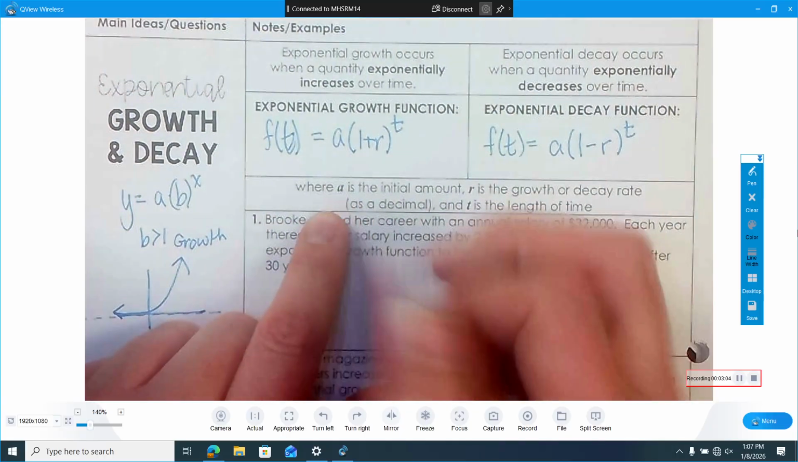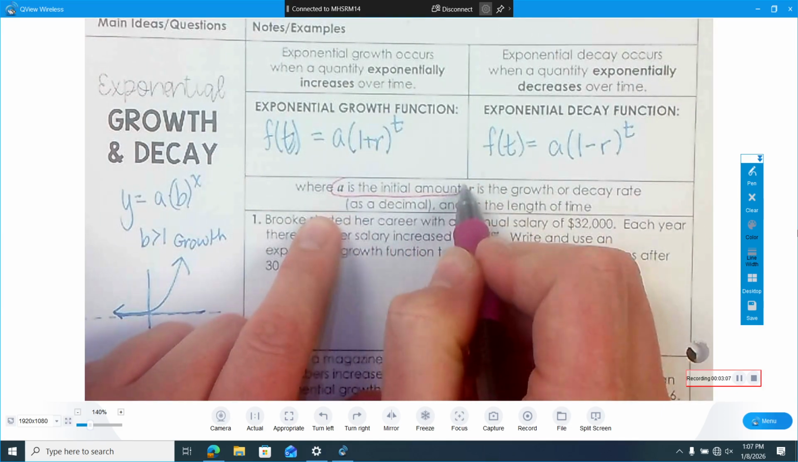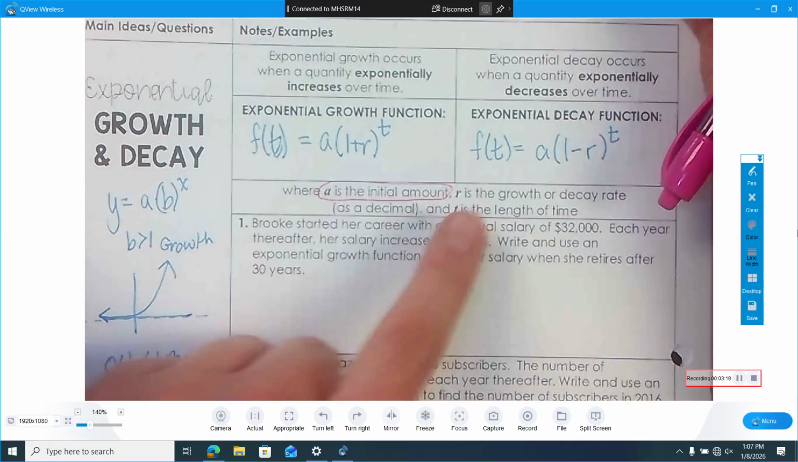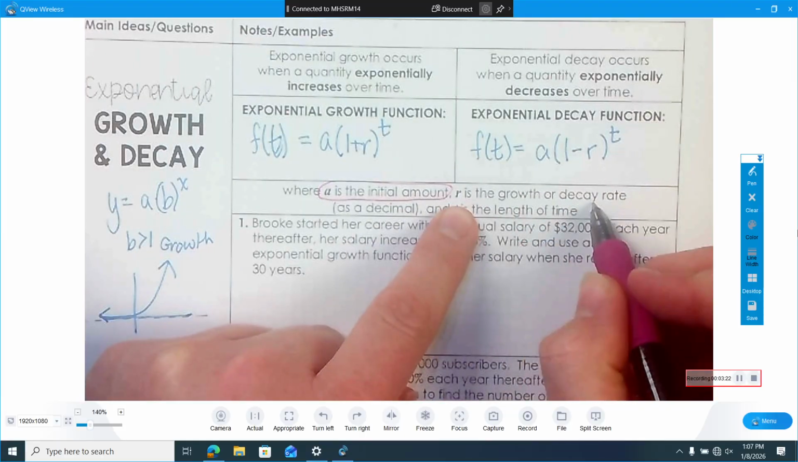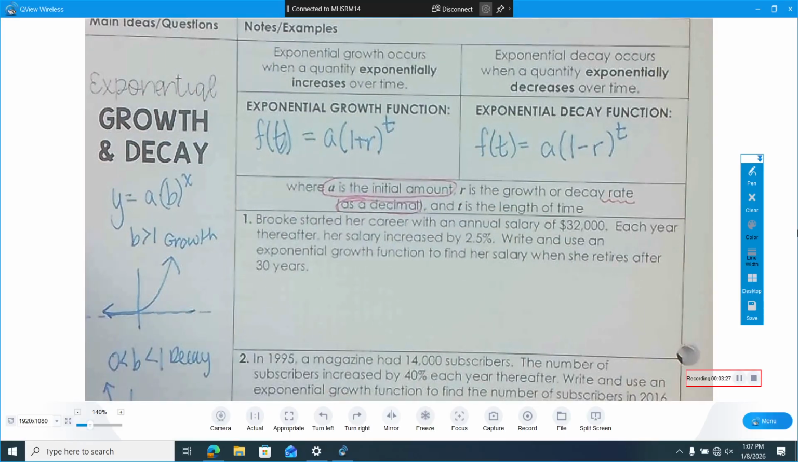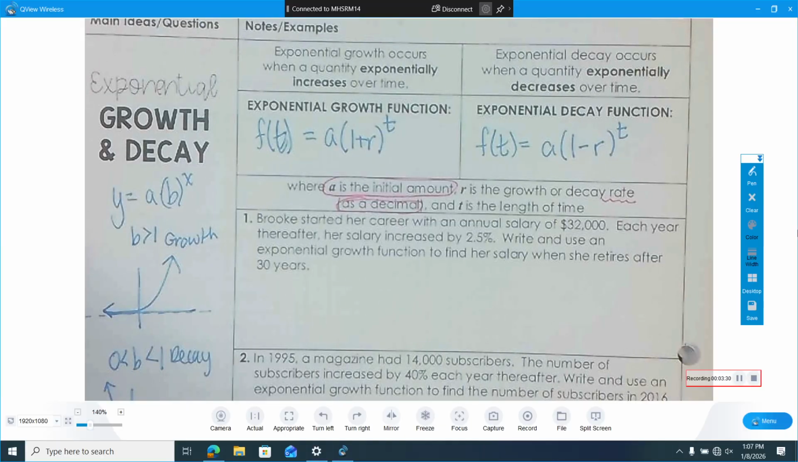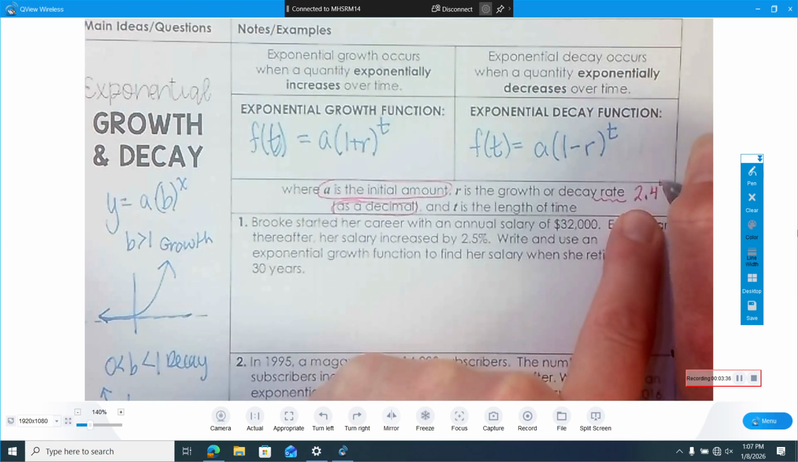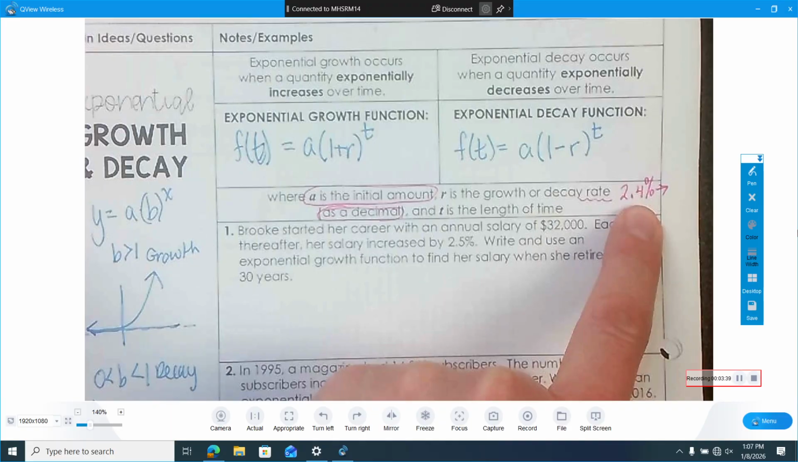So A is the initial amount. We might call that the principal. It's what we start with. It's the initial deposit. It could be lots of different things. R is the growth or decay rate as a decimal. Very important. They're going to say like the interest on that is 2.4%. All right. And so if they give you 2.4%, we cannot use percentages. So we have to convert it to a decimal, which is what? 0.024.